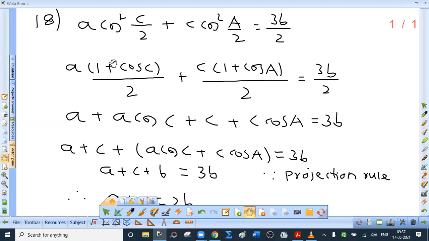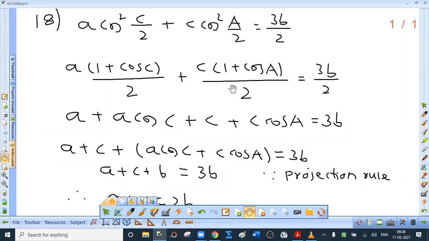Now, what is cos square theta? It is 1 plus cos 2 theta upon 2. See, the formula for cos 2 theta is 2 cos square theta minus 1. So, cos square theta is 1 plus cos 2 theta upon 2. So, 2 times C by 2 is C. Please do not write 1 plus cos of C by 2. It is 1 plus cos C upon 2. Similarly, what is cos square A by 2? 1 plus cos A upon 2.